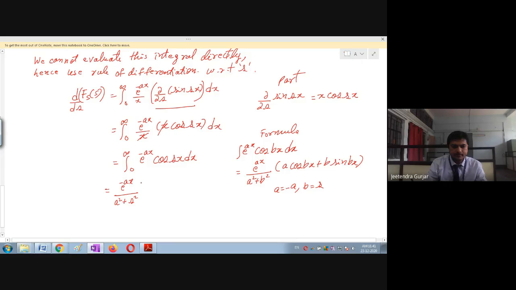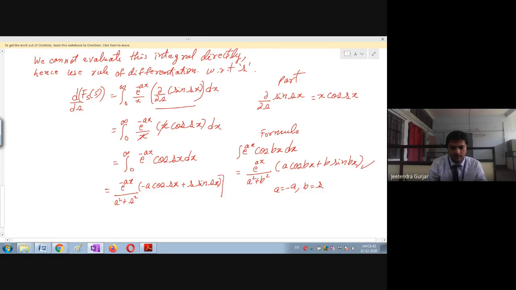I'm just substituting the values here, students. In this, I'm substituting a is equal to minus a, b is equal to s. Please remember, in the bracket you can see a cos sx plus s sin sx.